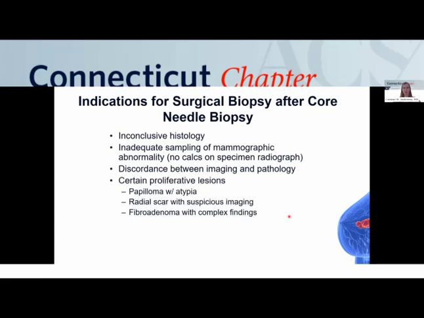And then certain proliferative lesions: a papilloma with atypia, some radial scars that go together with suspicious imaging, a fibroadenoma with complex findings, some atypia, including atypical ductal hyperplasia, columnar cell hyperplasia with atypia, and non-classical LCIS. The reason you're going to surgery for all of these findings is to rule out cancer. These are not precursor lesions. They don't need to be excised with negative margins. The purpose of surgery is to rule out cancer that you just missed with that core biopsy, because we know so many of these findings occur in and around cancers.